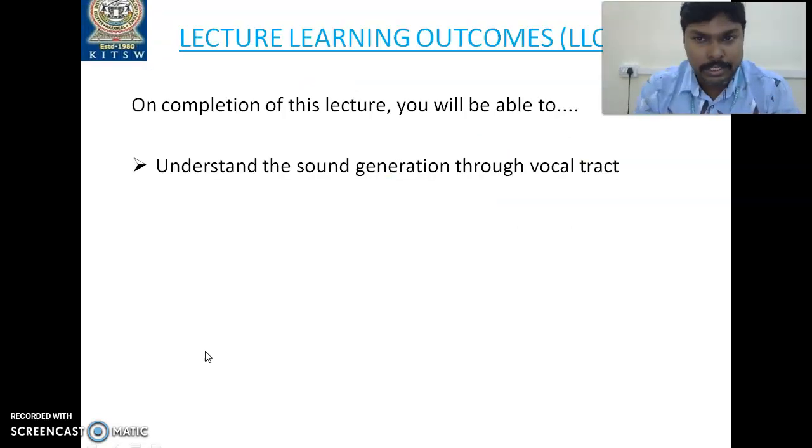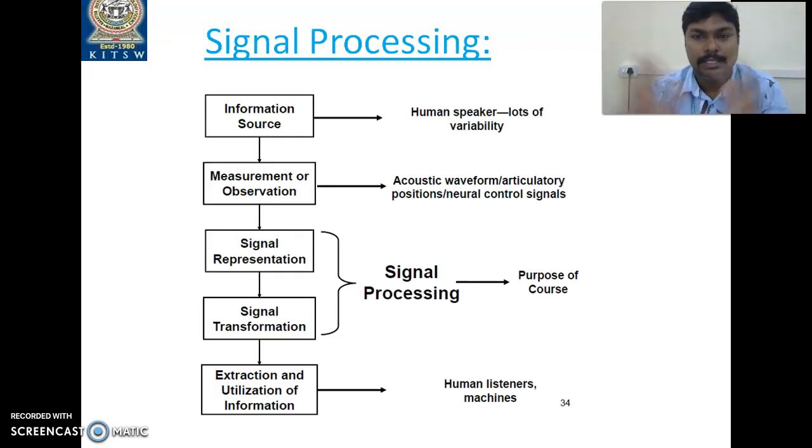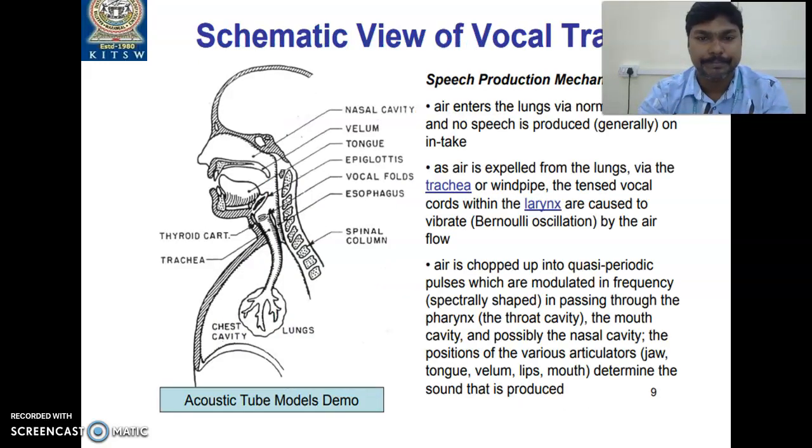So this is the lecture learning outcome. On completion of this lecture, you will be able to understand the sound generation through the vocal tract. This is the signal processing hierarchy that we already know. For the purpose of our main course, it is signal representation and then signal transformation. Put together, we call it signal processing.